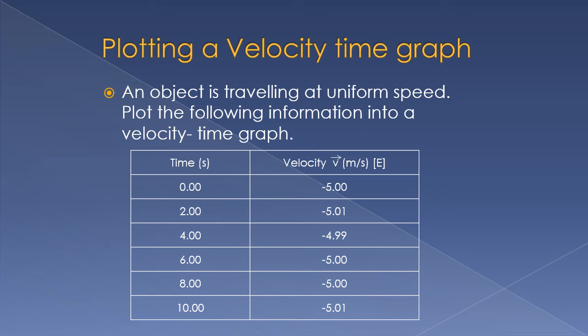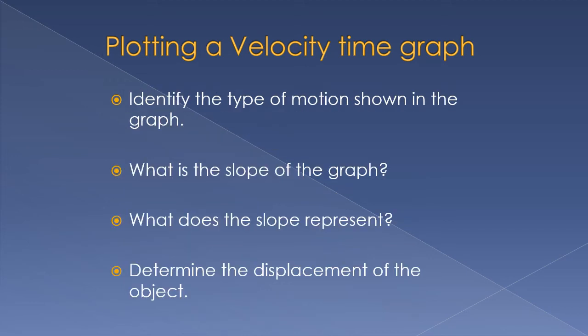And so take a chance now, practice drawing this out as well. Can you identify the type of motion shown in the graph? What was the slope? Can you figure out the slope? What does it tell us? What does it represent? And then determine the displacement of the object. Can you actually work backwards and now solve for d with your velocity and time?